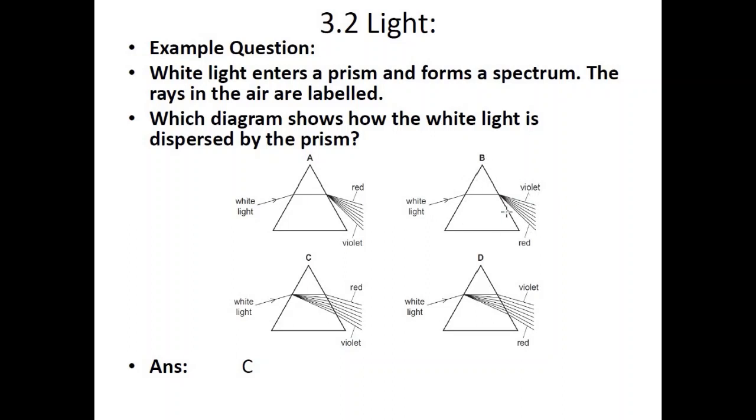This diagram is also wrong over here. The color combination is also wrong. This diagram is correct, as it shows that as soon as the light strikes the prism, it has started to refract, and then when it goes out of the prism, it is in the correct order from red to violet. So our answer would be C.